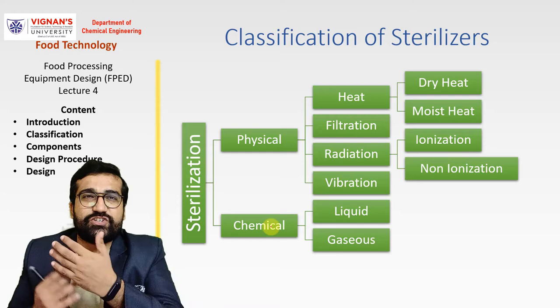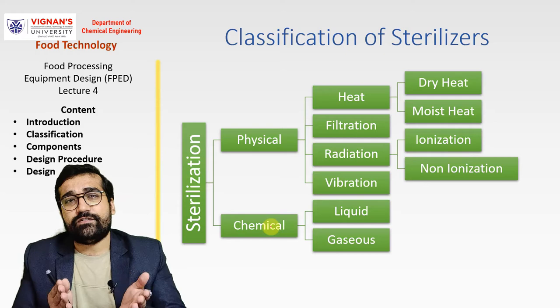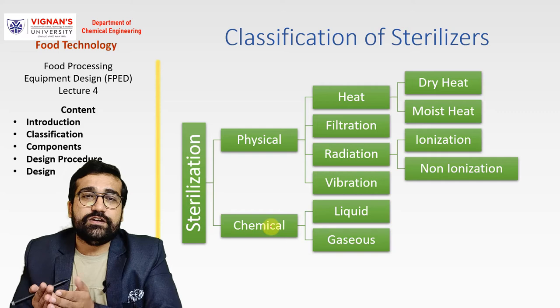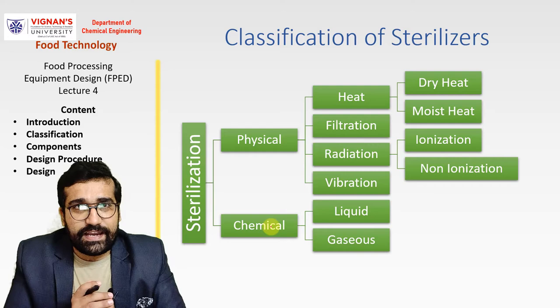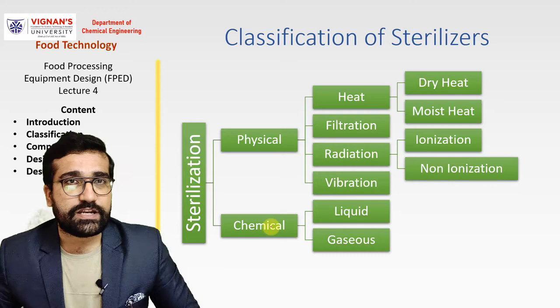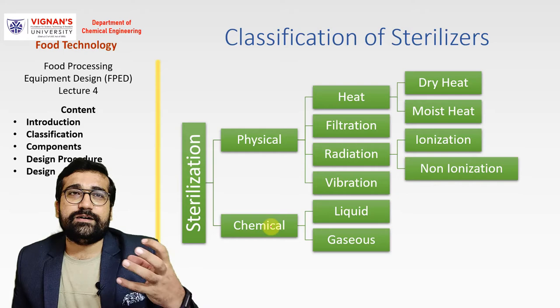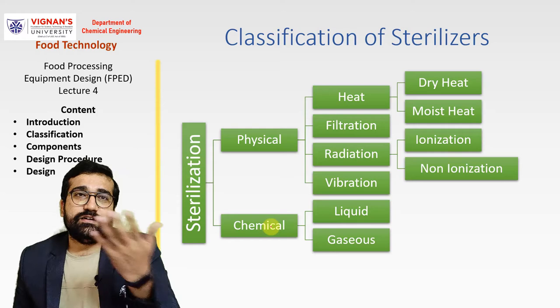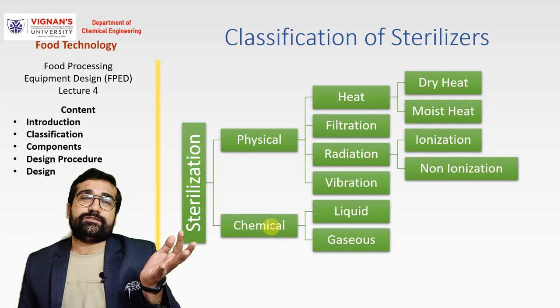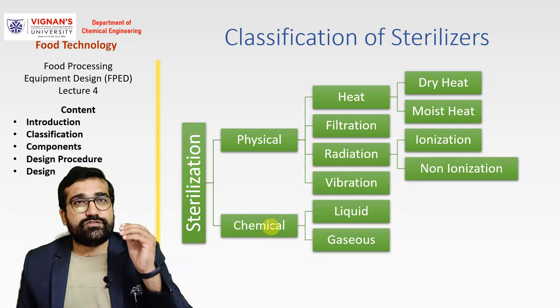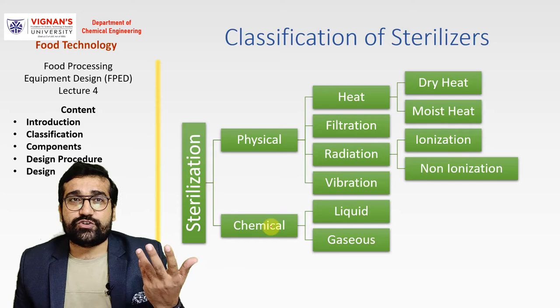The next one is radiation. Radiation type sterilizers are of two types: ionizing radiation sterilizers and non-ionizing sterilizers. Ionizing radiation sterilizers are like ultraviolet sterilizers. Non-ionizing type sterilizers are electromagnetic based sterilizers. For example, we use microwaves to sterilize the product. The next one is vibration or vibratory type sterilizer. For this, ultrasonic or supersonic are the best examples. Nowadays we are using ultrasonic or sonication techniques for sterilization of product.